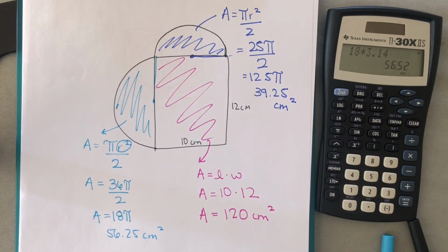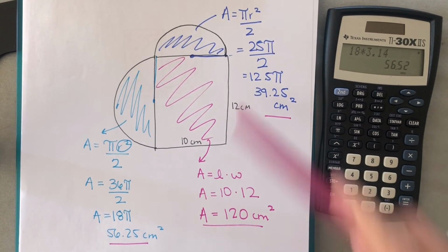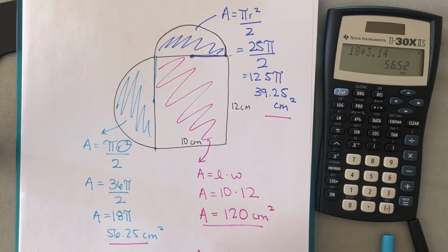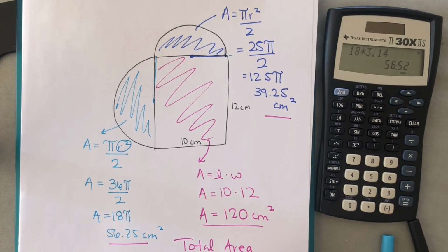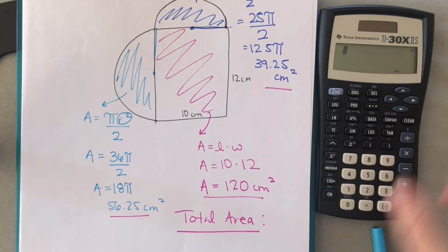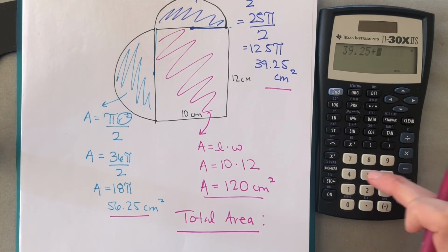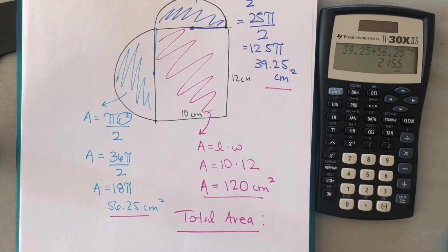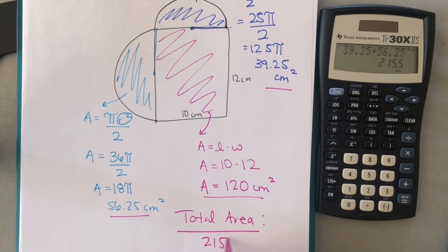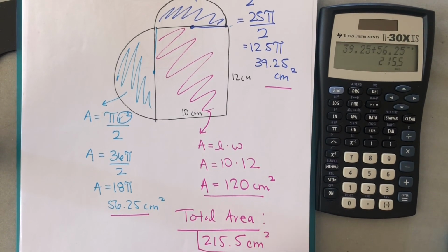Now the final step is to add all three of them together to find the total area, because that is the task, is to find the total area of the figure. So I'm going to make sure I label that clearly. All right, so I'm going to do 39.25 plus 56.25 plus 120. And that's going to be 215.5 square centimeters.